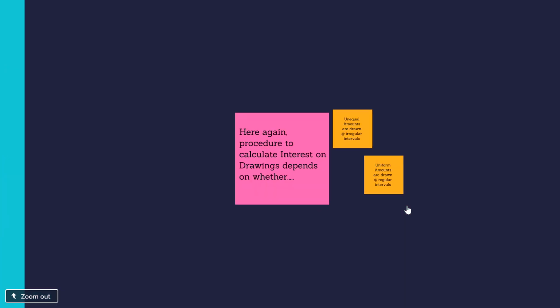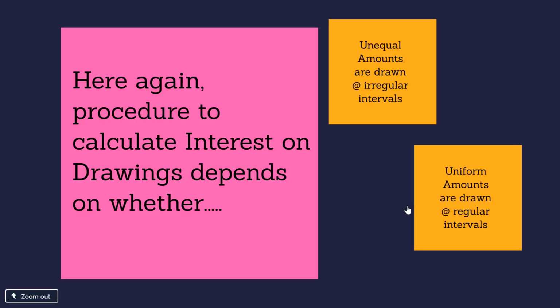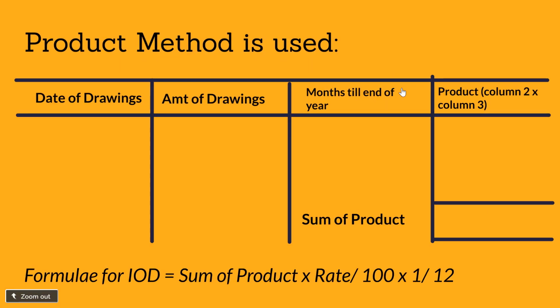For multiple amounts drawn, here again the procedure to calculate the interest on drawings depends on whether unequal amounts are drawn at irregular intervals or uniform amounts are drawn at regular intervals. The first case, where unequal amounts are drawn at irregular intervals, we said we can find out the interest on drawings using the product method, and we did two examples of this method.